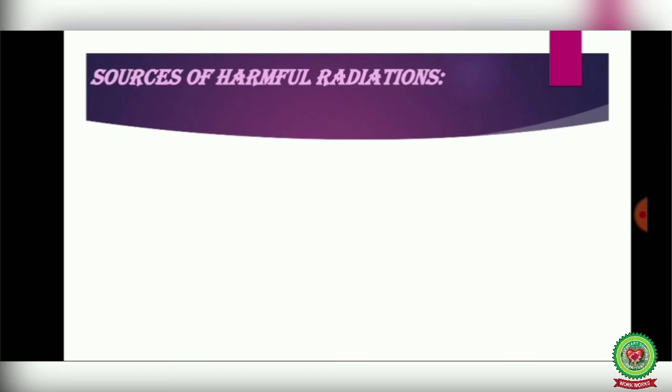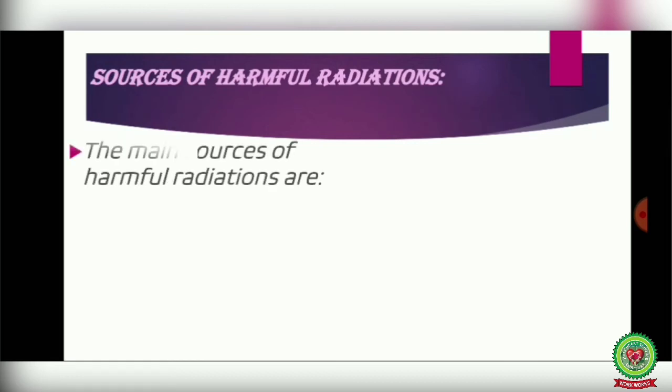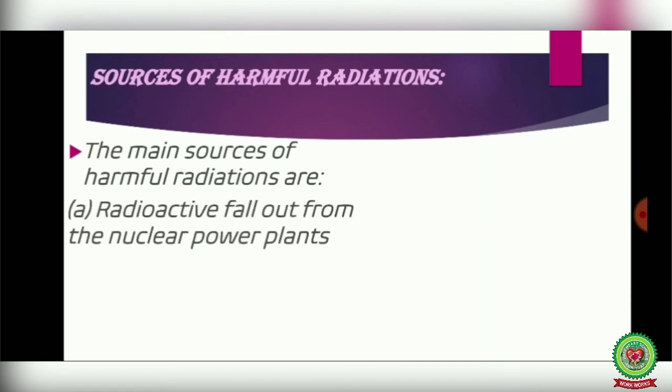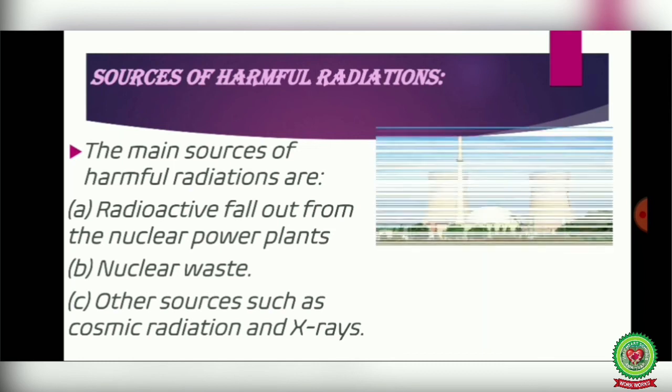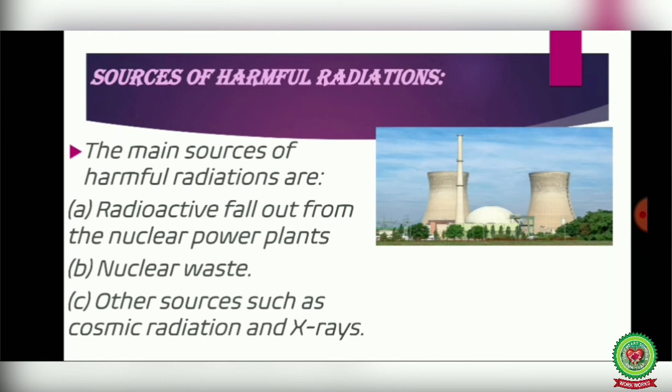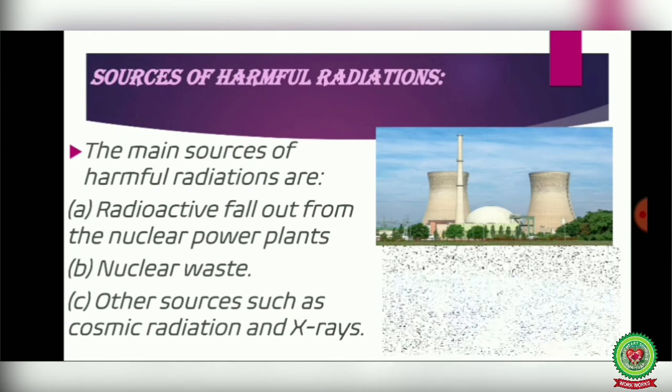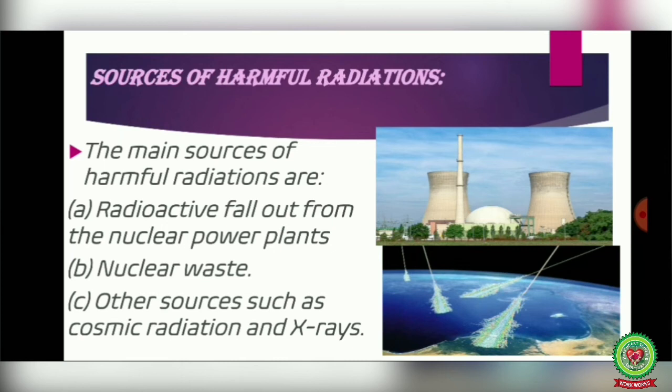Our next topic for today is sources of harmful radiations. The main sources of harmful radiations are, first, radioactive fallout from nuclear power plants, second, nuclear waste, and third, other sources such as cosmic radiation and X-rays. Students, this is a picture of a nuclear power plant, and these are the cosmic radiations which are entering Earth's atmosphere.